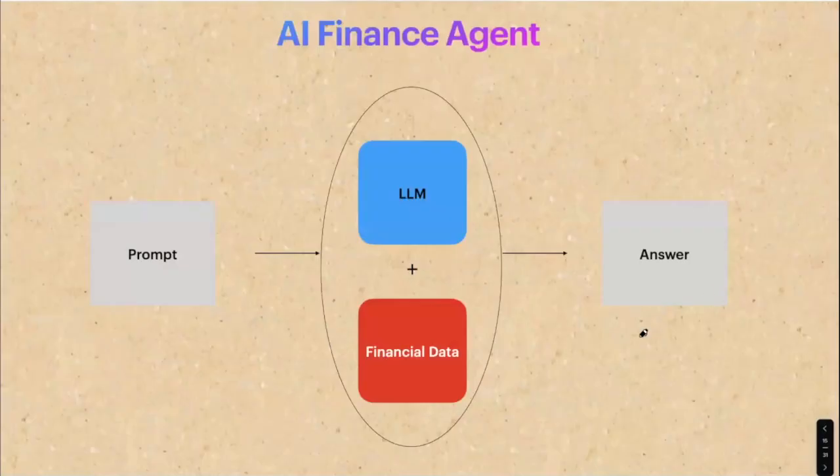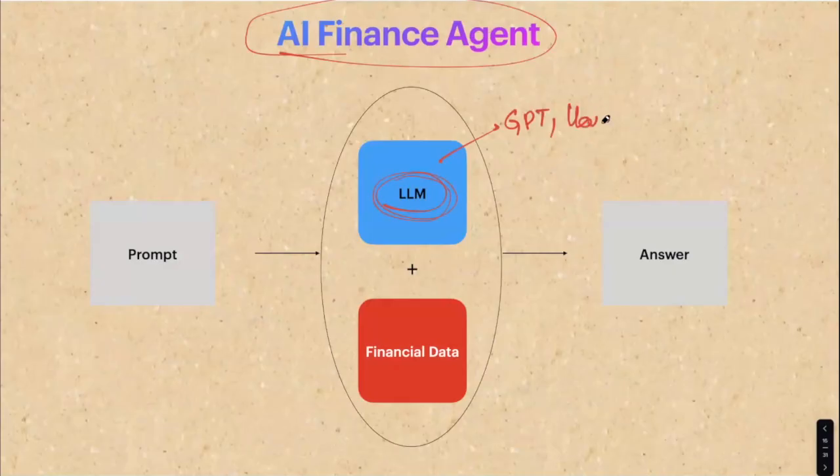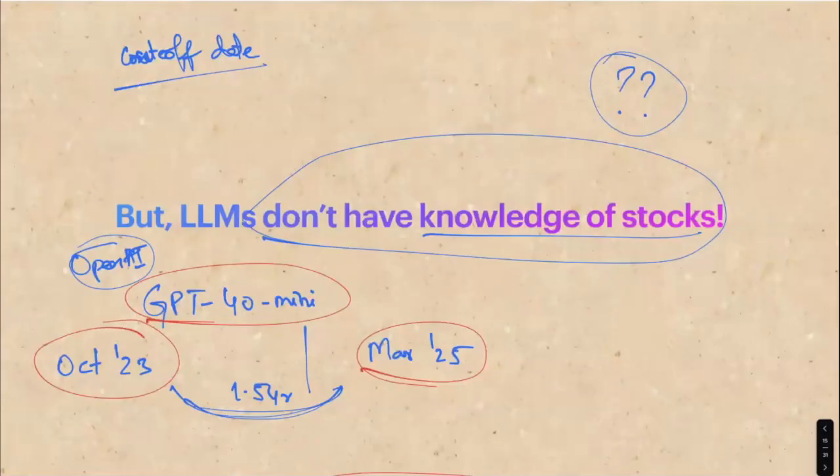The solution that we will try to build is an AI finance agent. We will take our LLM, and LLM could mean anything. It could be a GPT model, a Llama model, a Mistral model, or even a DeepSeek model. These models have a fixed cutoff date after which they don't know anything. Even if a model is the latest, say trained till February of 2025, that is still not useful because for something like finance, you need the latest data.